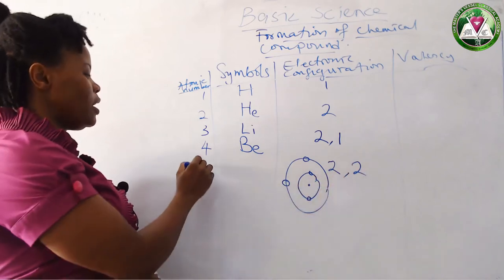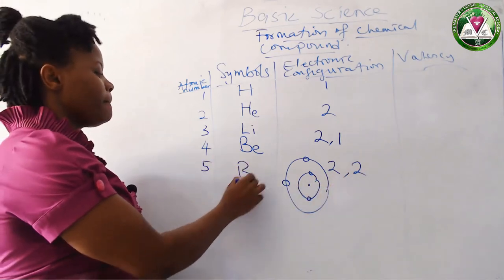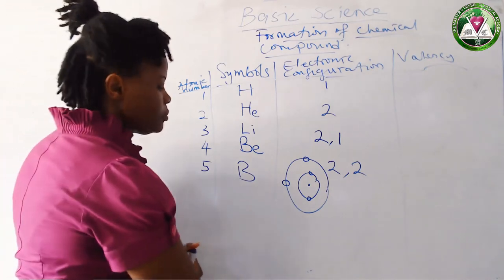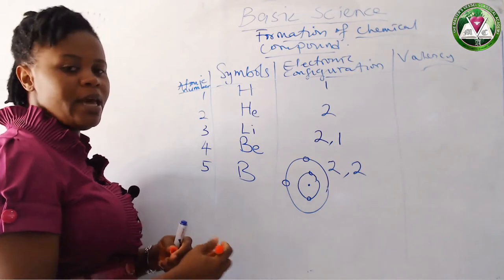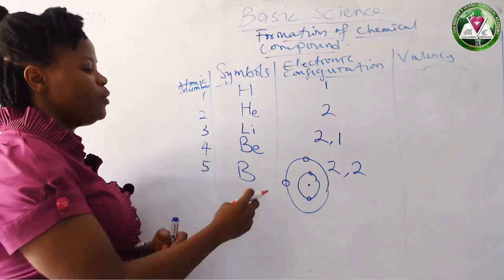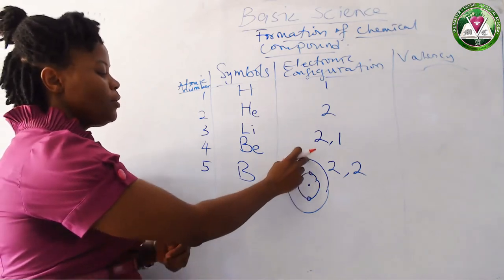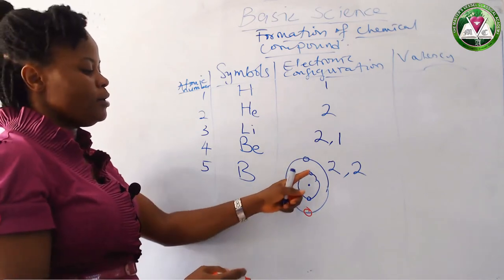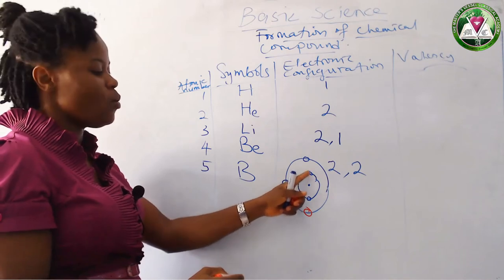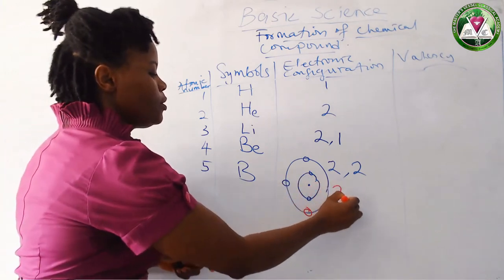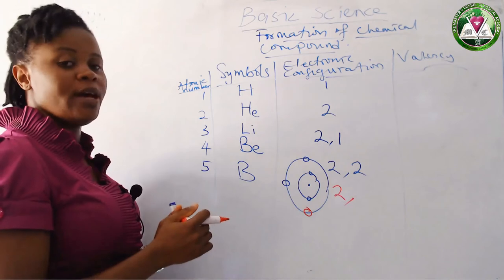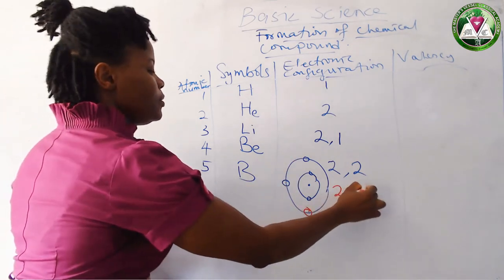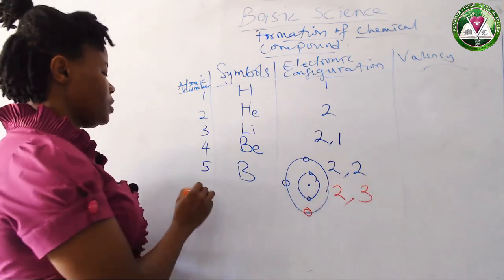The next one is boron. And what is the structure of boron? I have boron as 1, 2, 3, 4, 5. The first shell has how many electrons? 1, 2. Write 2, comma. The second shell has how many electrons? 1, 2, 3. Write it out, 3.